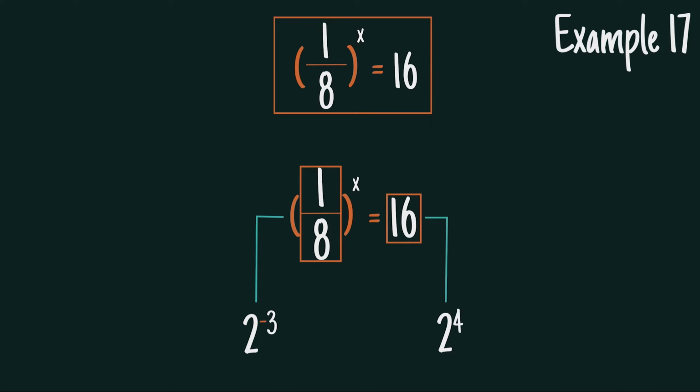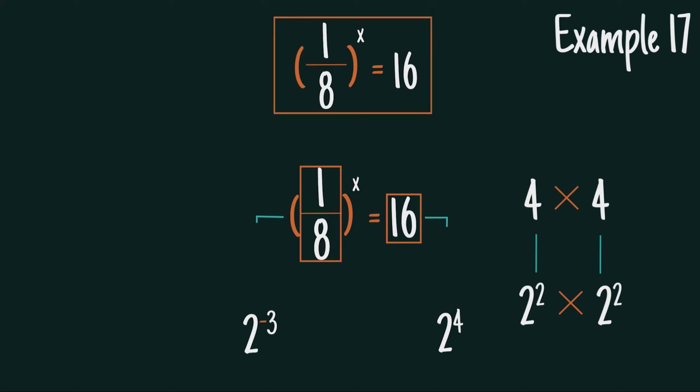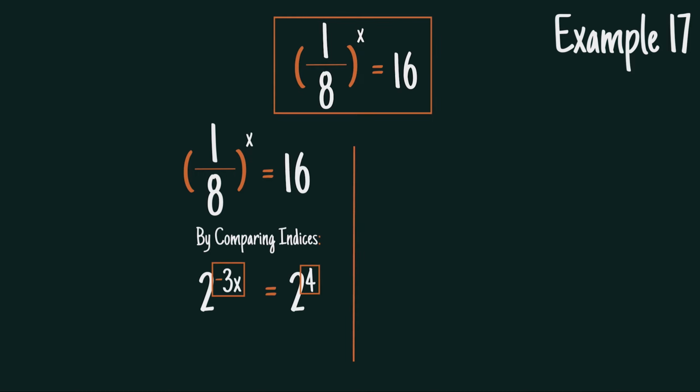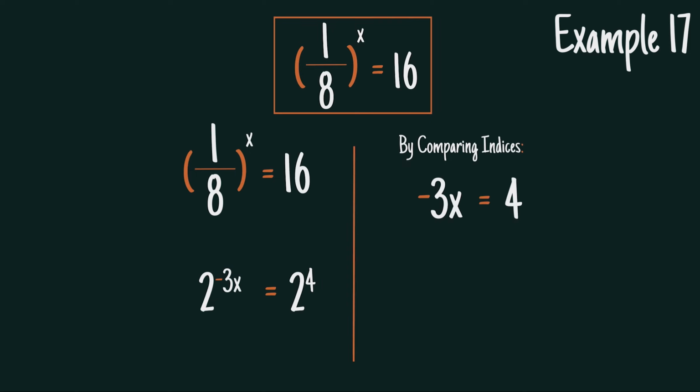You can think of 16 as 4 times 4. 4 is 2 to the power of 2, so 16 is 2 to the power of 2 times 2 to the power of 2, or 2 to the power of 4. 2 to the power of minus 3 is raised to the power of x in this case, which is then equated to 2 to the power of 4. To simplify that, you get 2 to the power of negative 3x, which equals 2 to the power of 4. By comparing indices, you will get negative 3x equals 4, and then you'll get x equals negative 4 over 3.